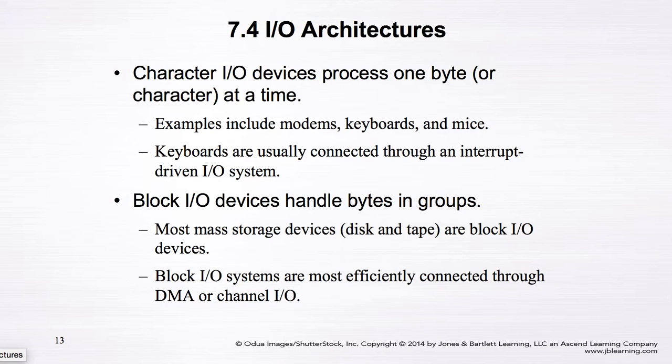So character I/O devices process one byte or character at a time. Examples include modems, keyboards, or mice, and keyboards are usually connected through an interrupt-driven I/O system. On the other hand, block I/O devices handle a group of bytes. Most mass storage devices, such as disk or tape, are block I/O devices, and block I/O systems are most efficiently connected through DMA or channel I/O.